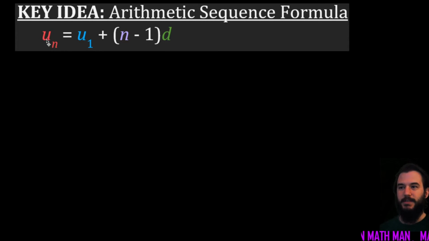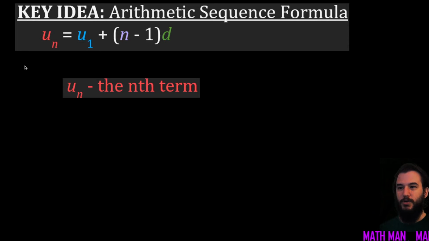And it reads like this. It says u sub n is equal to u sub 1 plus the quantity n minus 1 times d. And you're probably thinking, okay, those are all different colors, there's a lot going on, and I don't know what those mean. So let's define what each of those stands for.